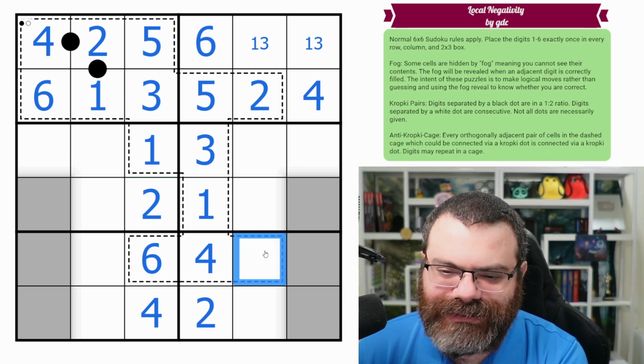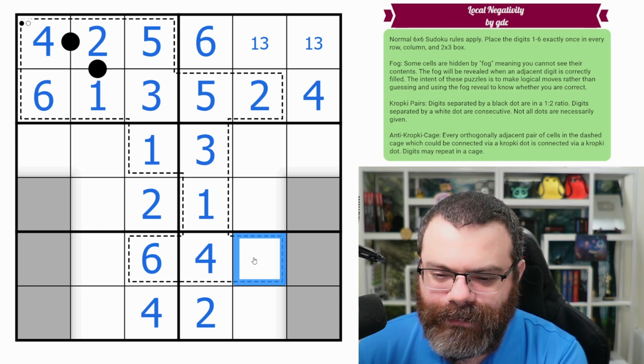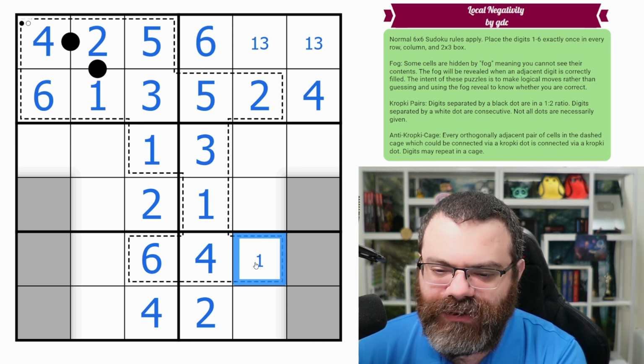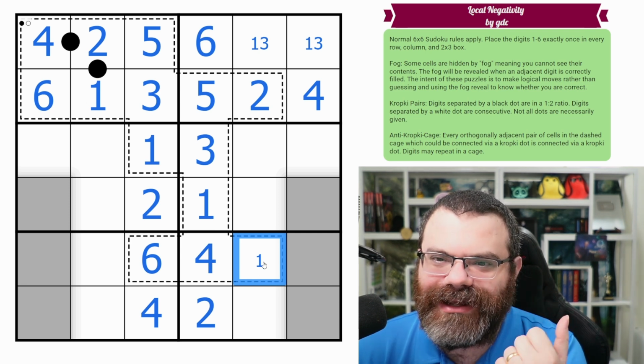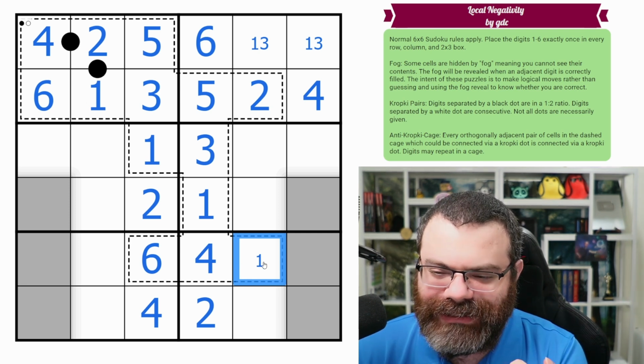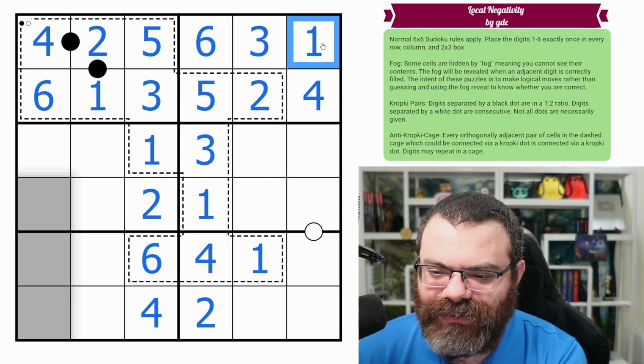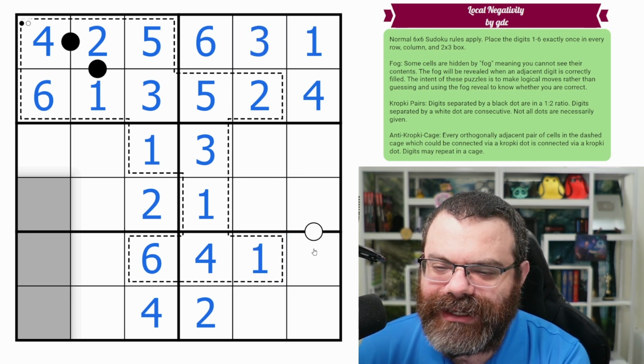So let's think about this cell, I guess. This could be 1. It can't be 2, 3, 4, 5, or 6. Wow. Yeah, because 4 removes 2 because of the black dot, and it removes 3, 4, and 5. And so this can only be 1 or 6, but it sees a 6. So that's 1. That's 3 and 1. Oh, we do have a white dot somewhere. It didn't lie.